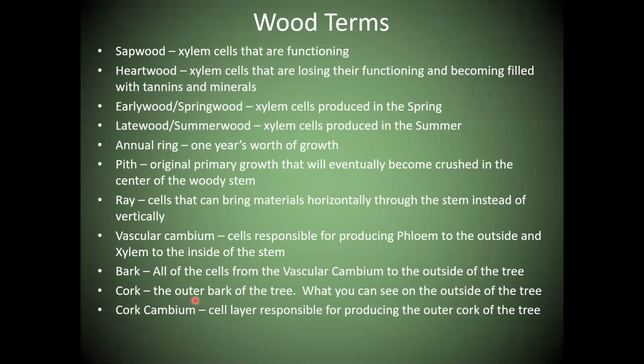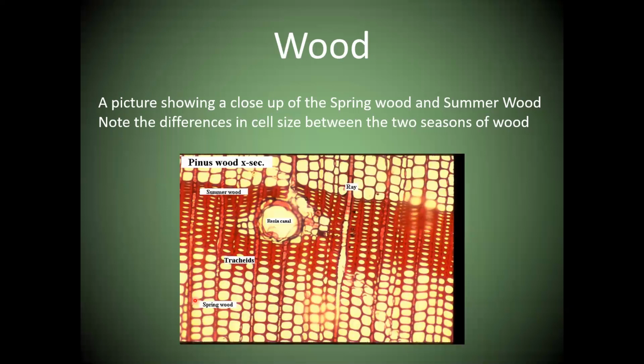And then cork cambium is a meristematic cell layer responsible for producing the outer cork. Why is it important? Because the cork or the bark part keeps peeling off. You need to replace that peeling tissue. That's why cork cambium is important, to continuously produce cork to account for the peeling bark.